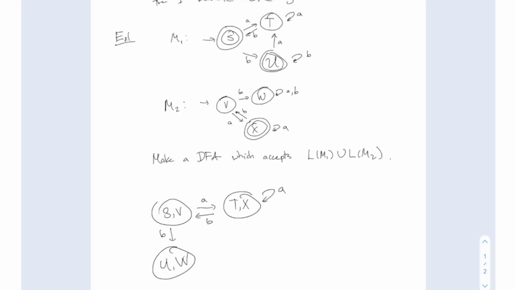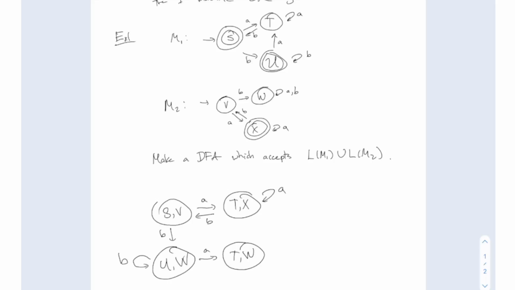All right, from UW, what happens if I do an A then? The U becomes a T, and the W becomes a W. So this goes to TW. I'll put this over here with the A. It goes to TW. Okay, keep going. UW with a B: U goes to U again, W goes to W again. So UW with a B is the loop back to itself.